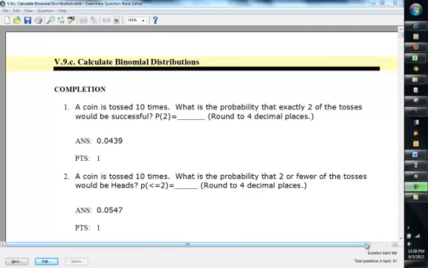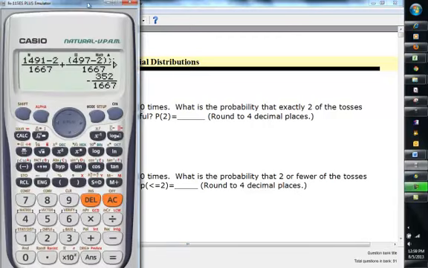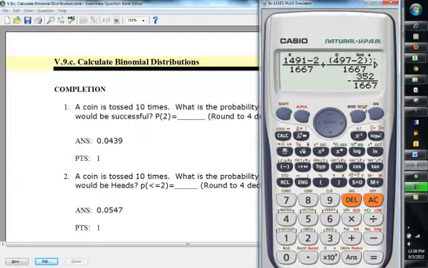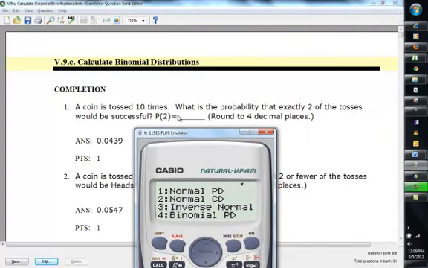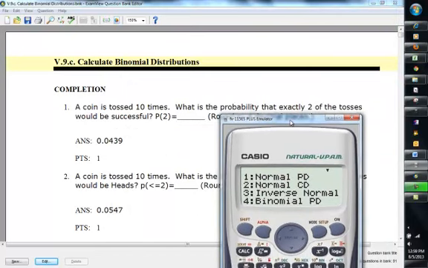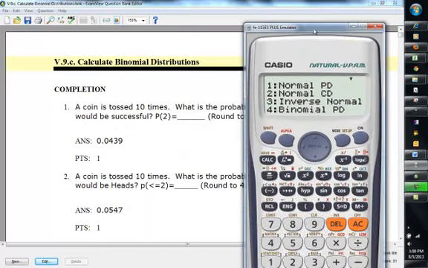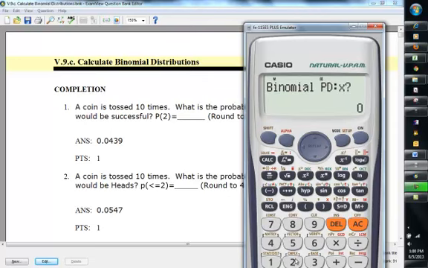All right, let's calculate some binomial distributions for lesson 5.9. First thing you have to do is get your calculator into the binomial distribution mode, and that's going to be number 3. And it's binomial because a coin has two choices, heads or tails. We want exactly, so when it says exactly, we're going to do a point distribution, which is number 4, and we're going to use the variable.